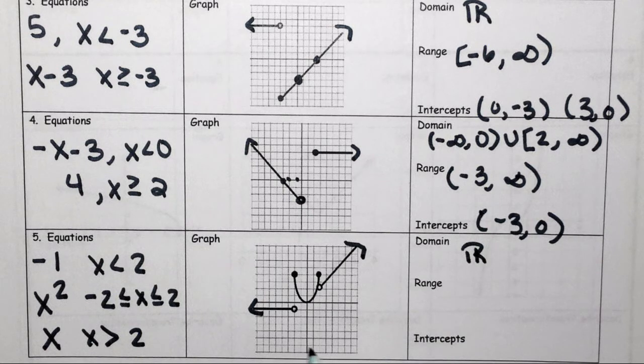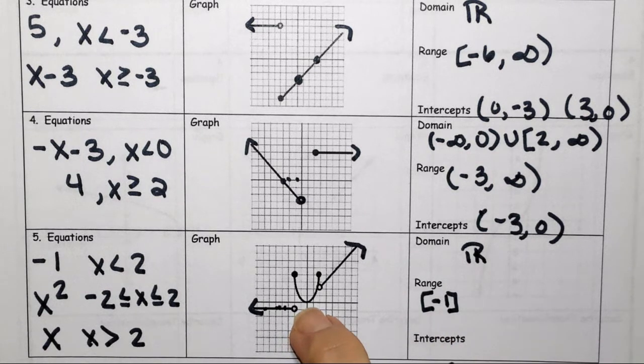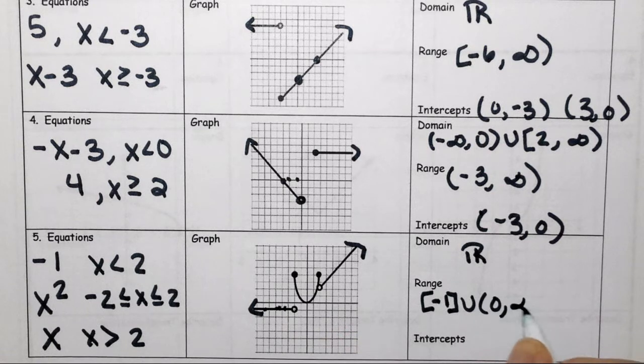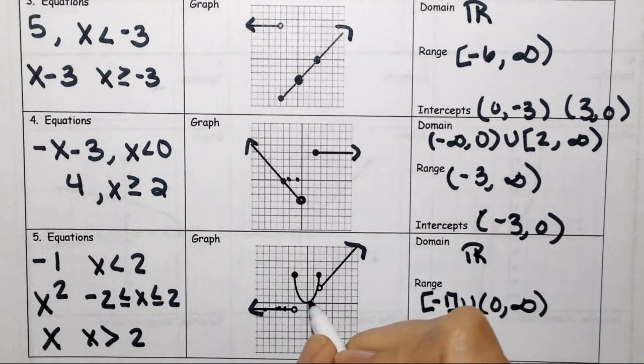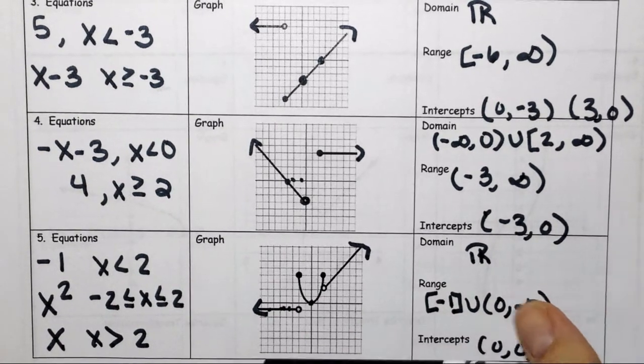Okay, so my lowest y value is -1, and some of y'all are going to say, hey, there's an open circle there, but I'm using it right here. So I am using -1, and then I jump up to the 0 because there's a space in between here. So union, 0 off to infinity. The only place this one touches the x and y axis is right here at the origin, 0, 0.